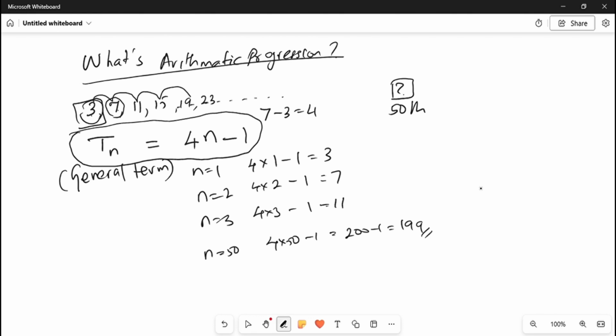Now this pattern you already studied in grade 7, 8 and 9. But now we are going to find a common formula for any arithmetic progression. Again I tell you, this particular formula Tn equals 4n minus 1 is only for this particular number pattern. If you want, we can check another number pattern.